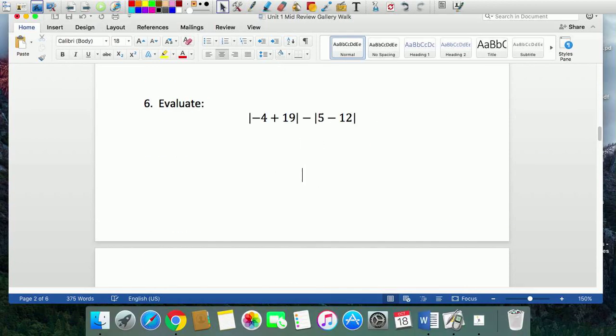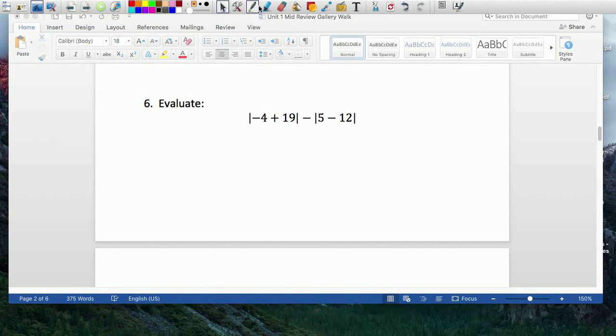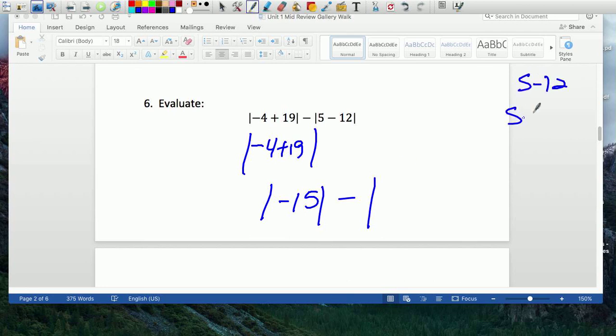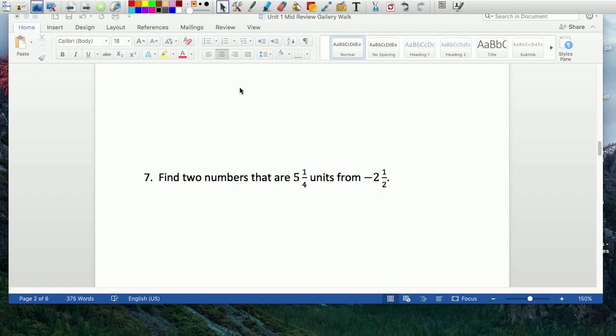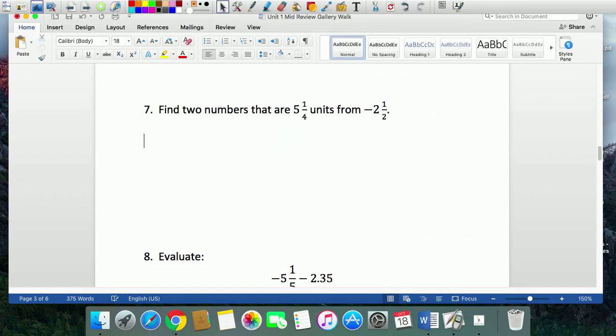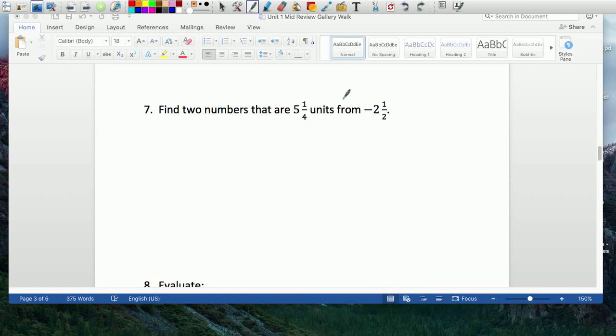Take the absolute value. I should do the operation inside the brackets before. So negative 4 plus 19. The same thing as negative 15 minus, and 5 minus 12. If you take that on the side, it's the same thing as 5 plus negative 12, which is negative 7. Now I can take the absolute value. 15 minus 7, which gives me 8. Draw a number line.